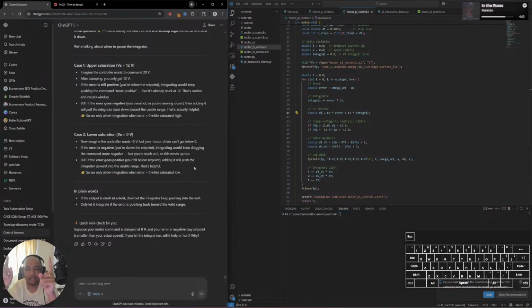So if the controller wants -5 volts but your motor driver can't go below 0, and the error is negative, you're above the set point. Yep, the integrator would keep dragging the command more negative, but you're stuck at 0, so this winds up too. But if the error goes positive, you fell below the set point, and integrating pushes upward into the usable area. That's useful.